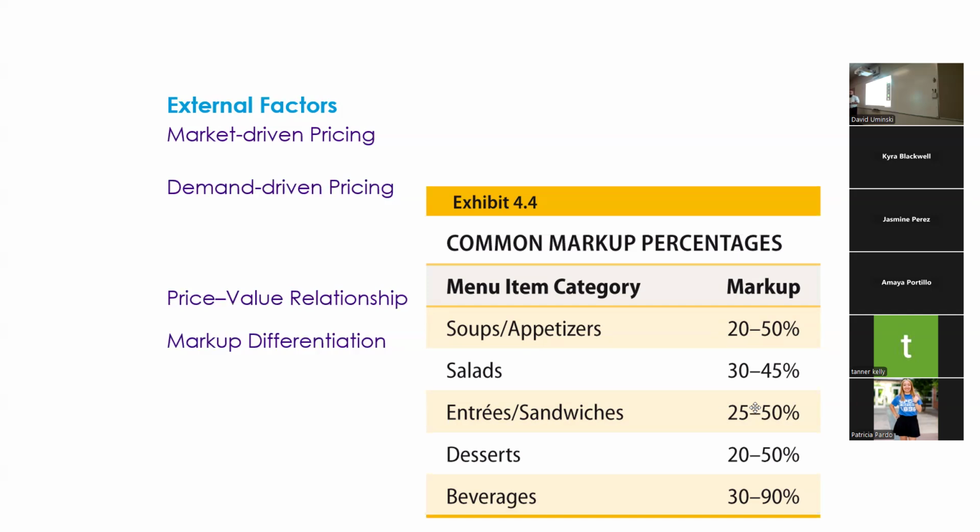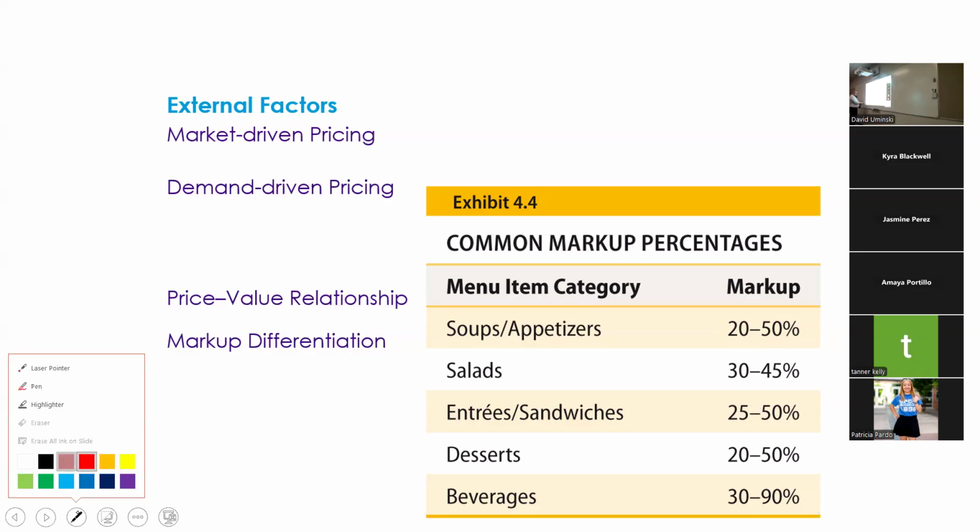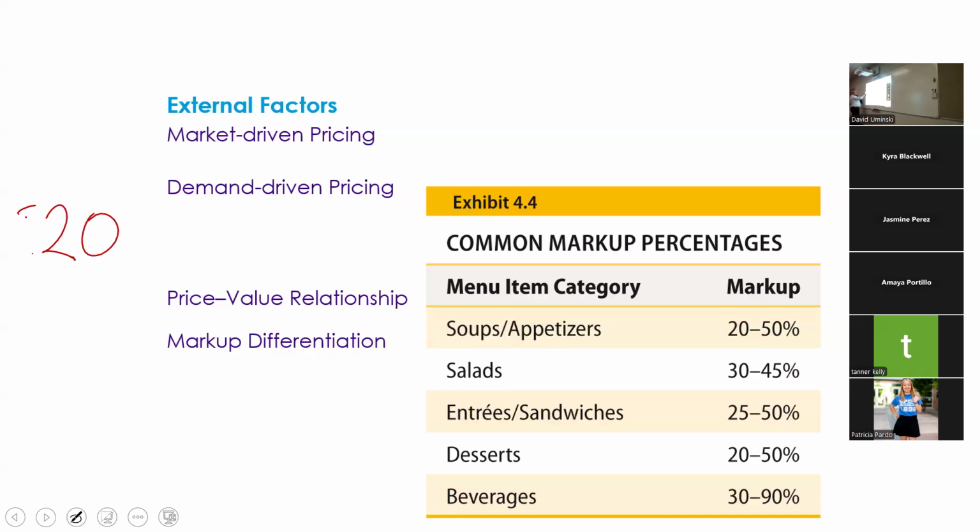And so remember, the markup is on top of what it costs us to make, right? So let's do a quick example. How much does our beverage, let's say our iced tea that I'm drinking, cost the restaurant to make? 19 cents. Yeah, about 20 cents. Let's call it 25 cents, right? Actually, let's call it 20 cents for math purposes. So it cost me 20 cents.